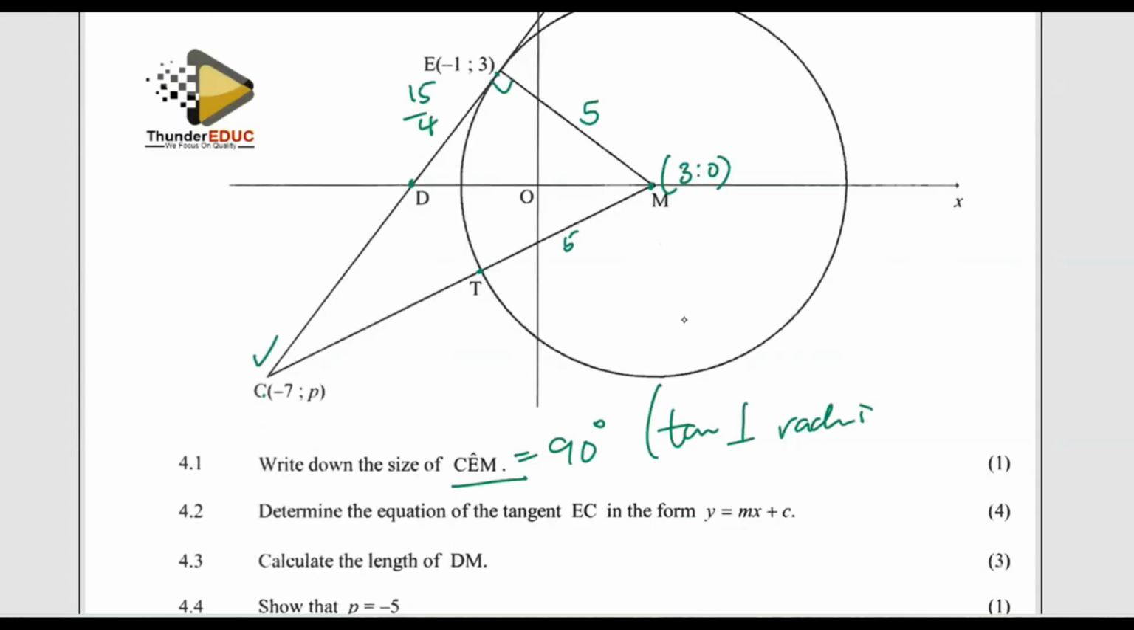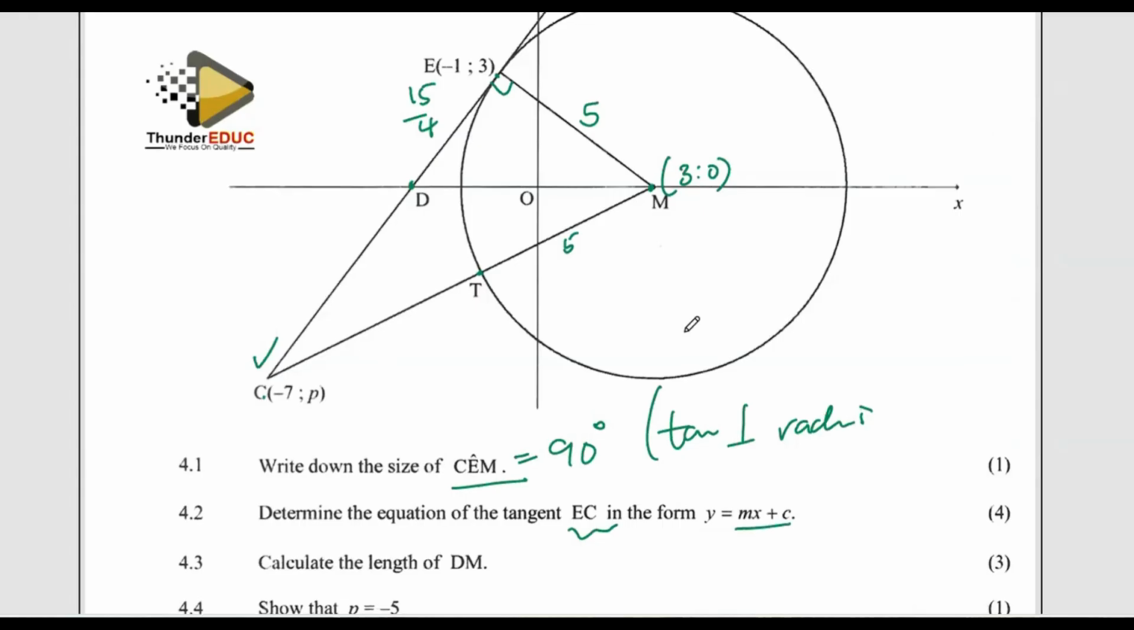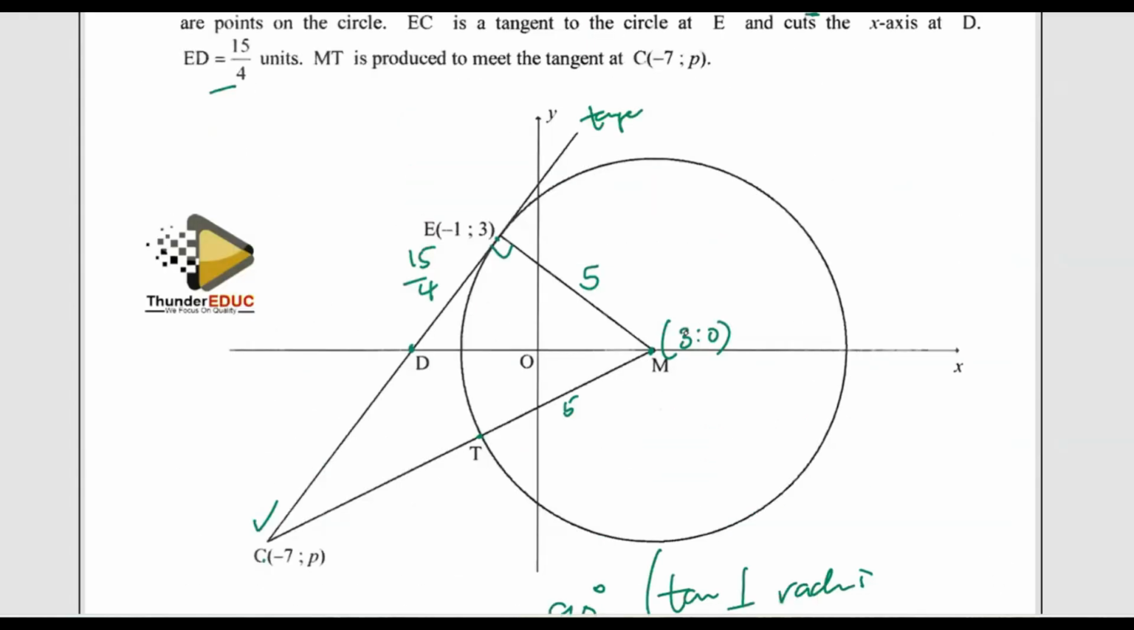And then they want the equation of the tangent EC in the form of mx plus c. So what we need to know is that whenever they ask us for the equation of the tangent, we need to first of all get the gradient, okay, of the radius to the tangent. So gradient of the radius is going to be change in y over change in x, meaning that I'll get my 3 minus 0 over -1 minus 3. So this gives me a -3 over 4. Yeah? That is for the radius.